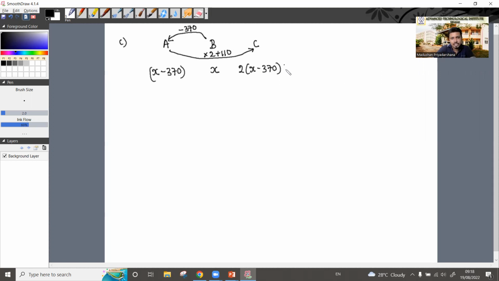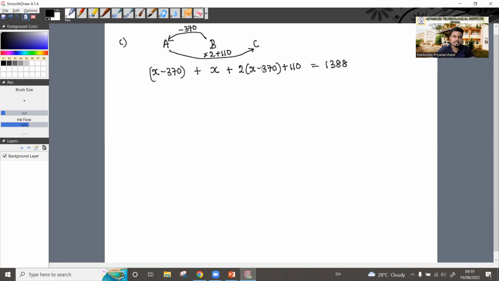110. Additionally, he should get 110 rupees more than that. Right? Therefore, this will be the amount that is going to be received by C. This is the amount that is going to be received by A. X means the amount that is going to be received by B, and this is the amount that is going to be received by C. So if we add all these amounts, that should be equal to what?